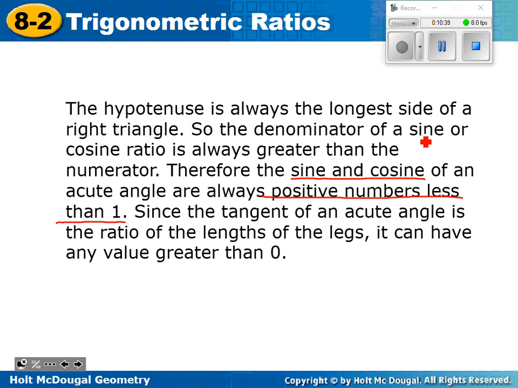The tangent, however, is just a relationship between the two legs. So that does not have a value necessarily less than 1 because the opposite could be bigger than the adjacent. So the tangent can have any value greater than 0. Does that make sense with fractions? Okay, so keep that in mind. That's going to be important when you get to pre-cal and you're talking about these in terms of functions. Your sine and cosine are going to have values that are between 0 and 1, whereas your tangent functions are going to go on and they can have any number, get greater and greater and greater.